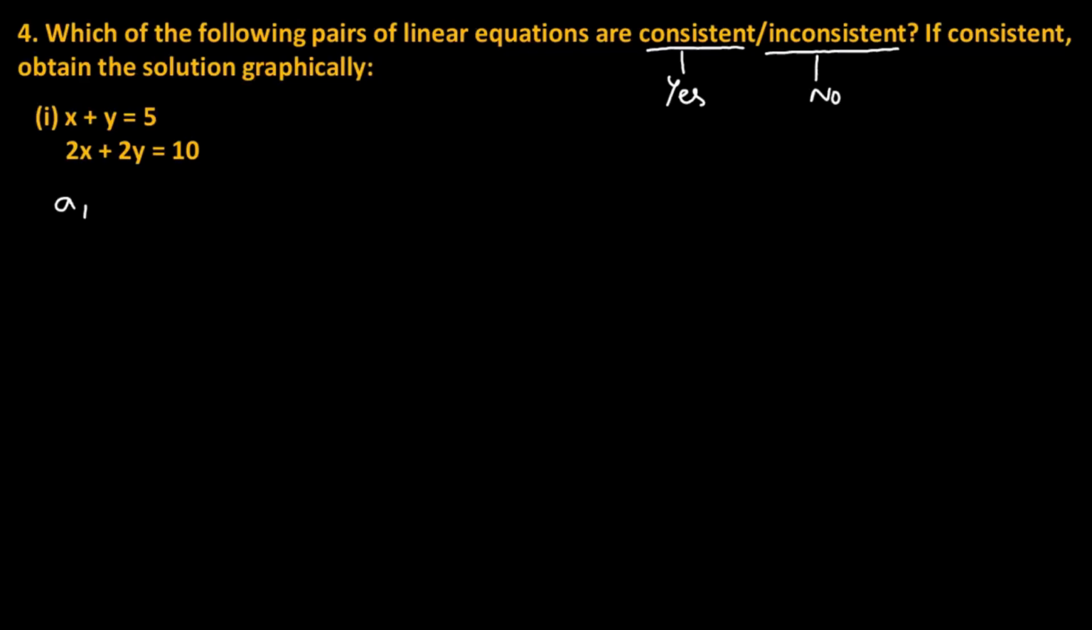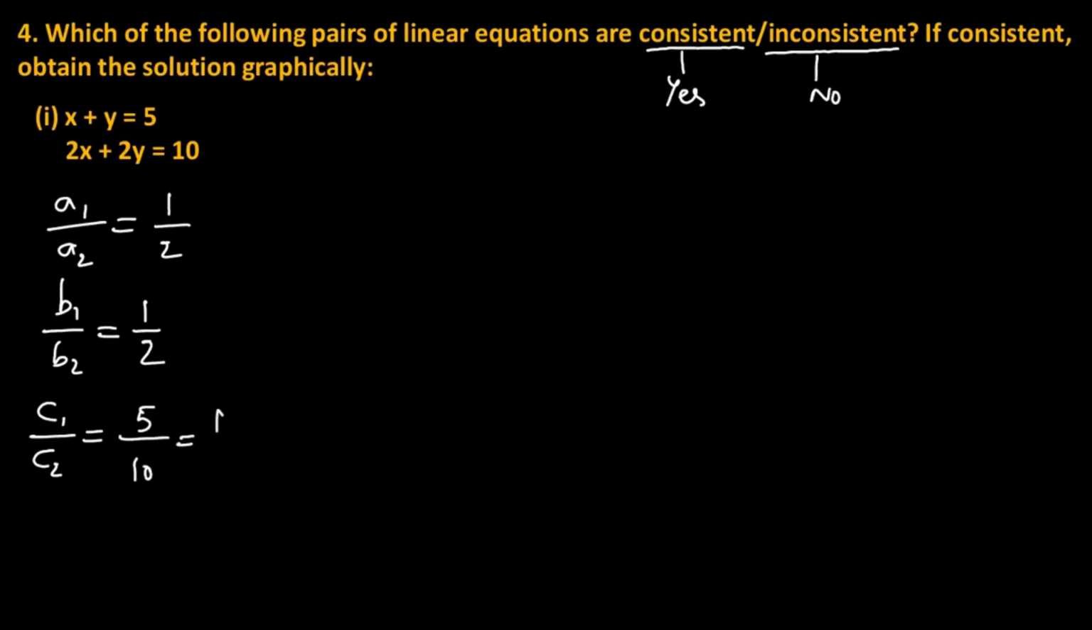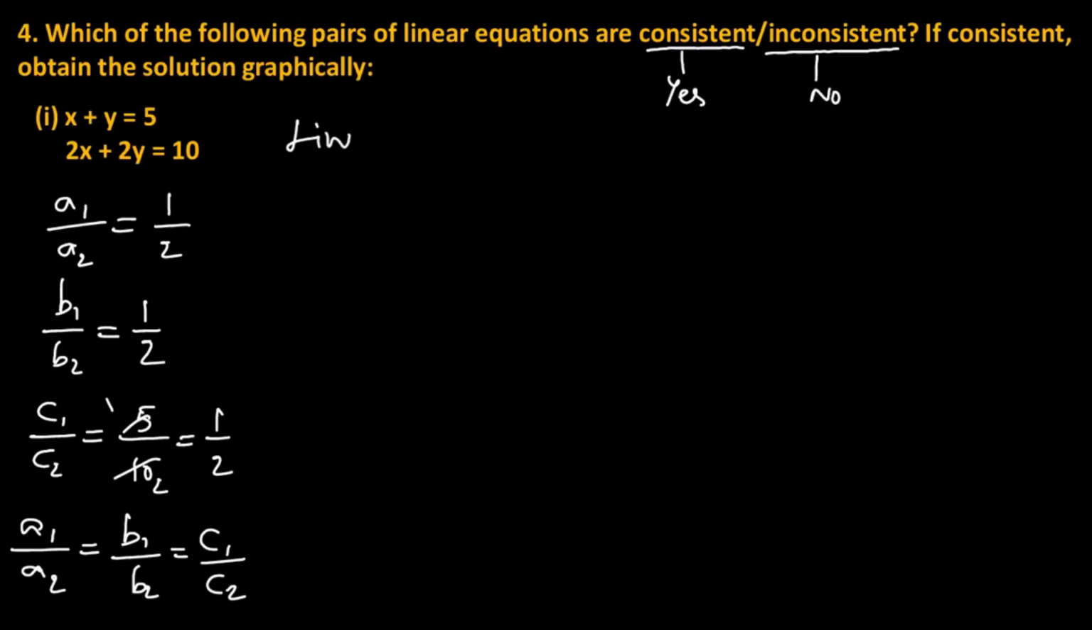Let us check a1 by a2 is equal to 1 by 2. b1 by b2 is equal to 1 by 2. c1 by c2 is equal to 5 by 10, which is equal to 1 by 2. So, a1 by a2 is equal to b1 by b2 is equal to c1 by c2. These lines are coincident lines.